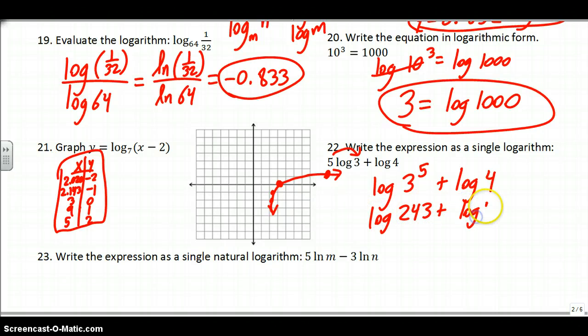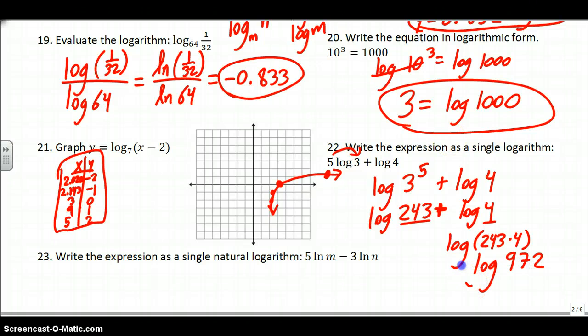Plus log 4. And then I remember if I have two logs of the same base and I'm adding them together, this adding is kind of like multiplying these two numbers inside the log. So we can actually make them a single log just by taking 243 times 4. So whatever that is, 243 times 4 ends up being 972. All they wanted was to get a single logarithm, and boom, we did it, okay? Powers first, then deal with the addition.